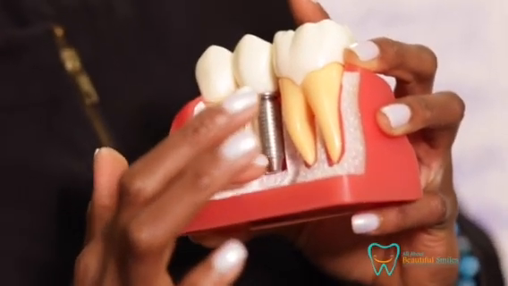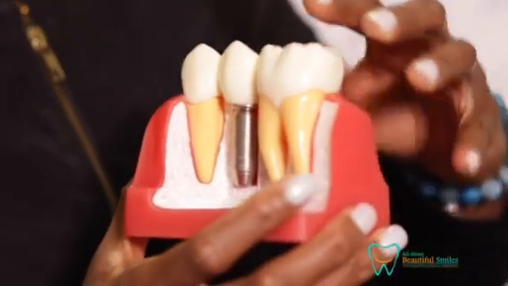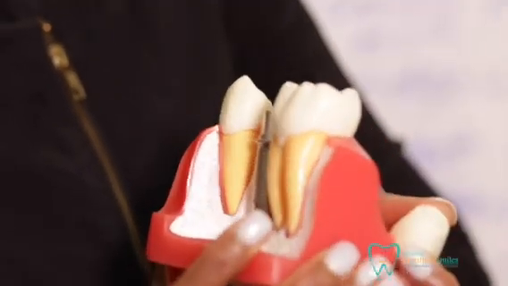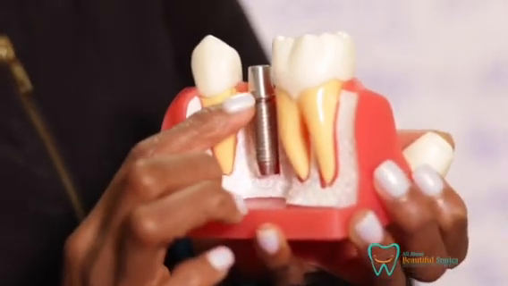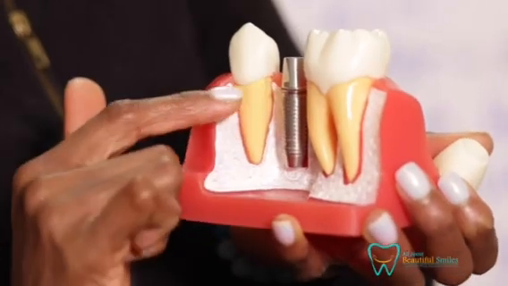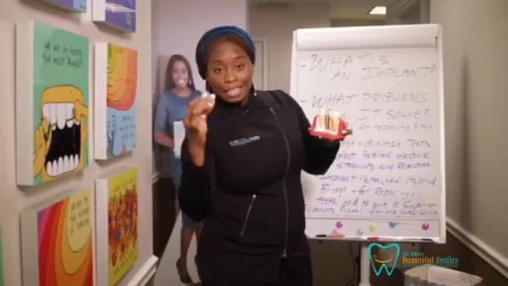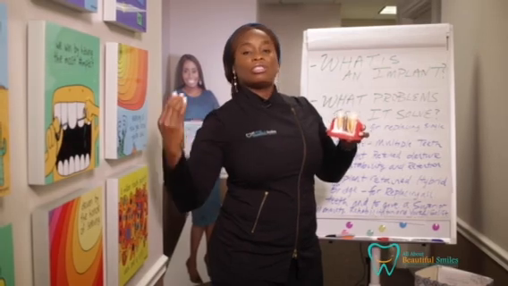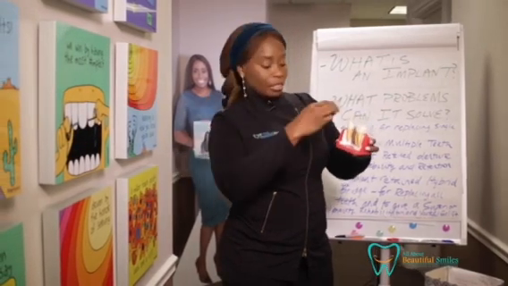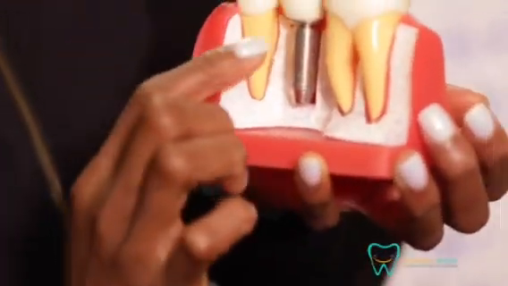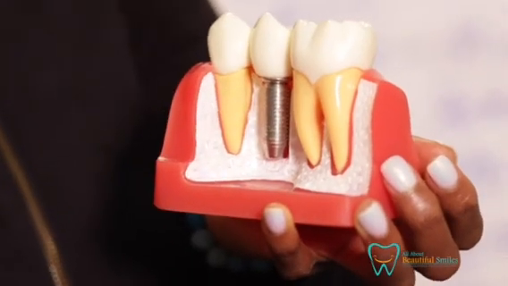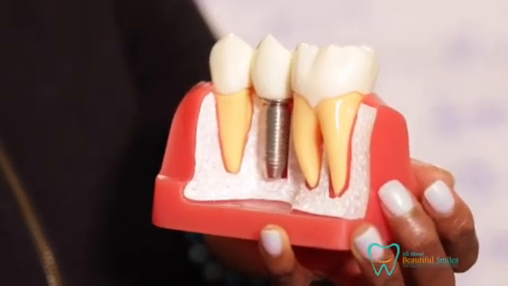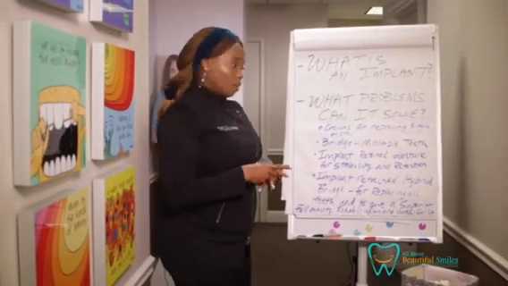So there's the actual implant that goes inside the bone. Then there is the part that goes on top of the implant, just like that. And then the crown, or whatever restoration or denture or a bridge, then goes on what we call the abutment. And voila. All right. So what problems can it solve?